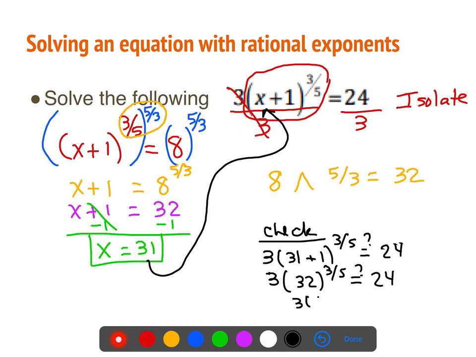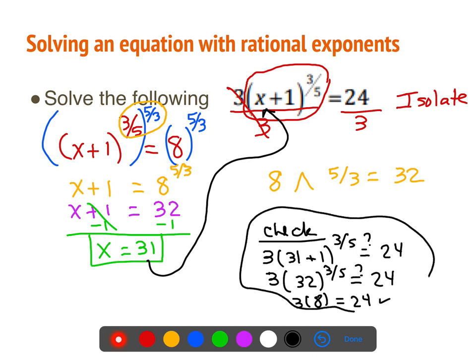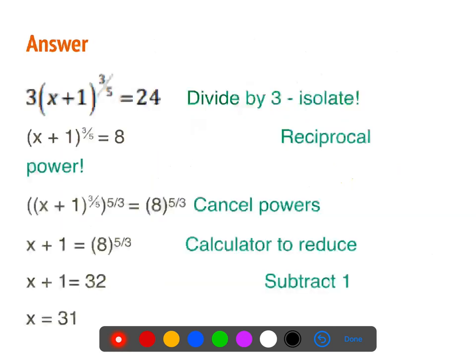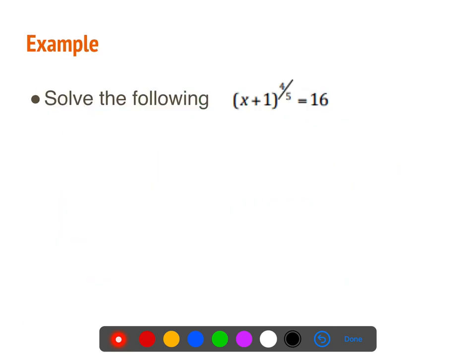And this is 31 plus 1 is 32 to the 3/5, does that equal 24? And if you put 32 to the 3/5 in your calculator, that's going to give you 8. So 3 times 8, it does equal 24. So this solution checks. It is not extraneous. This check you should perform, and you can do it mentally if you want. You don't have to write this down. I just want to make sure you know how to do it.